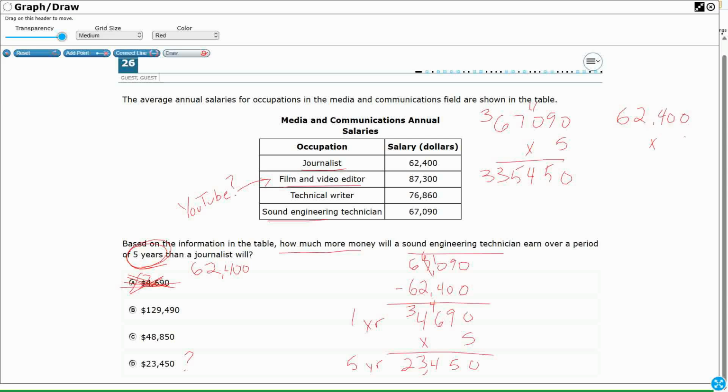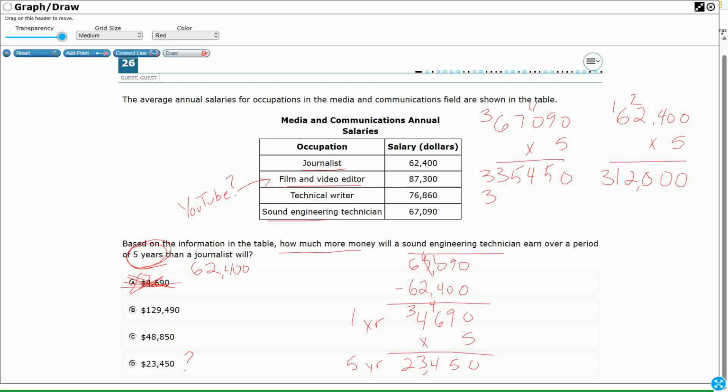62,400. Multiply that by 5. 0, 0, there's my 20. 10, that's 12. 30, 31. Right, so I've got 312,000. And then what I would need to do is I would need to subtract these two.